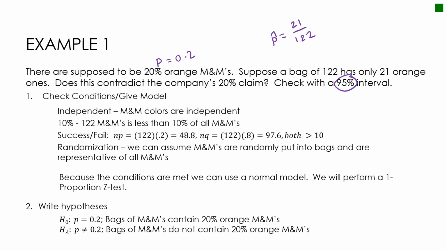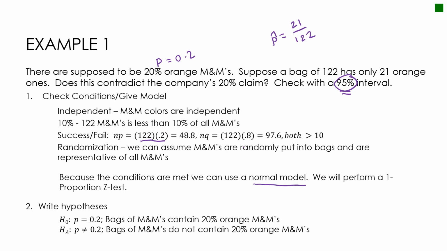So let's first check the conditions. And again, this is just going to be given to us this week. The conditions say independent, so M&M colors are independent. M&Ms are put into bags basically randomly and therefore independent. The 10% rule: 122 M&Ms is less than 10% of all M&Ms. Success/failure: again, I'm taking n times p, n is 122, p is 0.2, which is greater than or equal to 10, and q is greater than or equal to 10, so we're okay. And then randomization: again, we can assume M&Ms are randomly put into bags and are representative of all M&Ms. Therefore, my conditions are met.